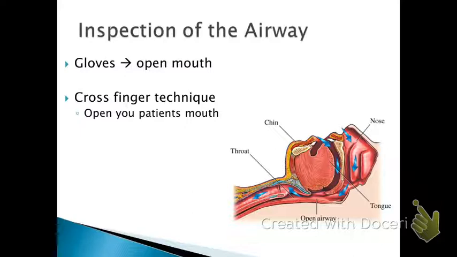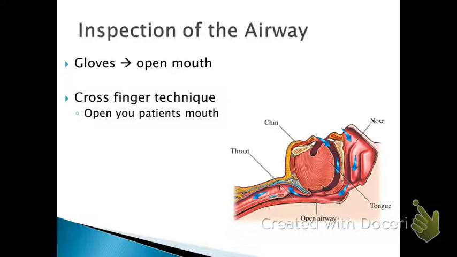One suggested technique to use is what's called the crossed finger technique, and we'll do this in lab again, but basically it's where you would cross your index finger over your thumb, put your thumb on the bottom row of your patient's teeth, and then your index finger making contact with the top, and then you just spread that crossed finger open, and that allows you to look into the patient's airway and get a good visual for anything that might be obstructing your patient's airway.